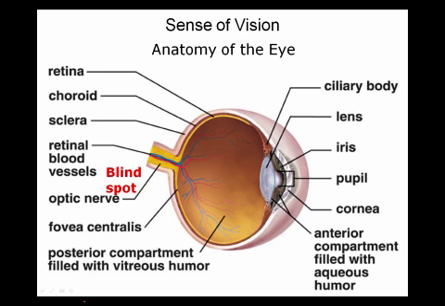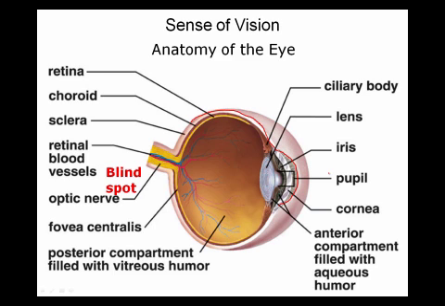If we begin on the outermost layer of the eye, the white of the eye is the sclera. The sclera is the outer covering that covers the majority of the eye. However, in the front of the eye, the sclera is continuous with the cornea, the clear covering just in the front of the eye. If we move beneath the sclera, we can find the choroid.